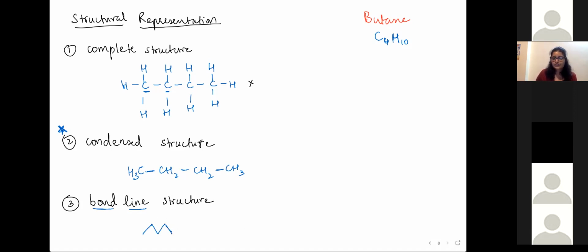So in the bond line structure, you don't show carbon and hydrogen. The points of intersection and the end points represent that there is a carbon atom. I made a mistake here. Yeah, 4 carbon atoms actually. So 1, 2, 3, 4. Because there are points of intersection and the end points, these represent carbon atoms. You don't explicitly talk about how many hydrogens are there. The number of hydrogens is automatically assumed.